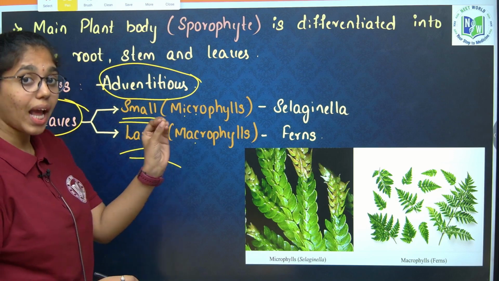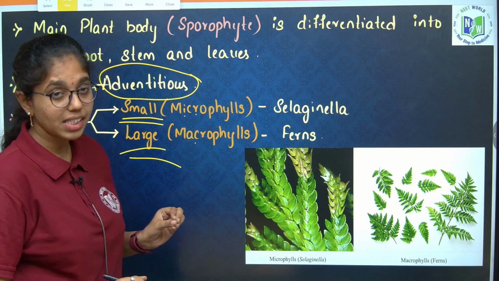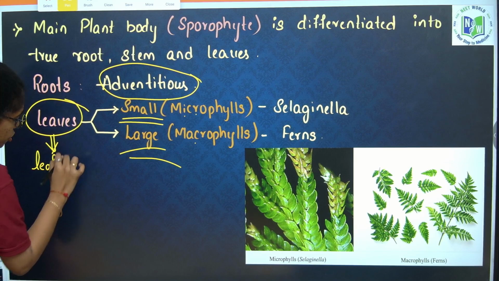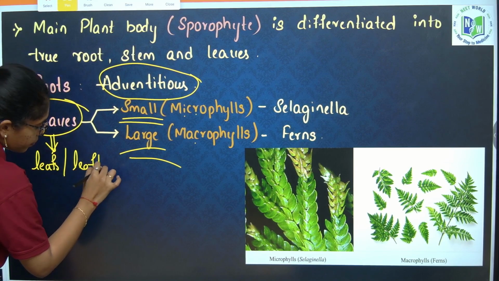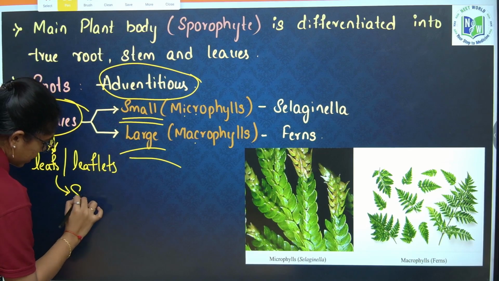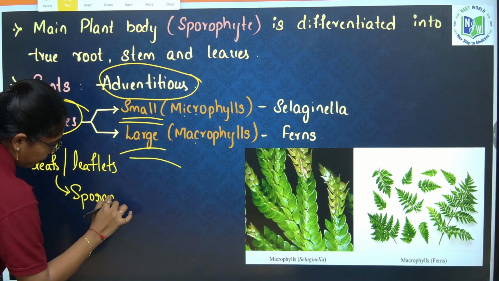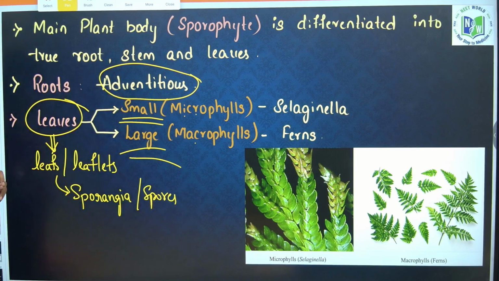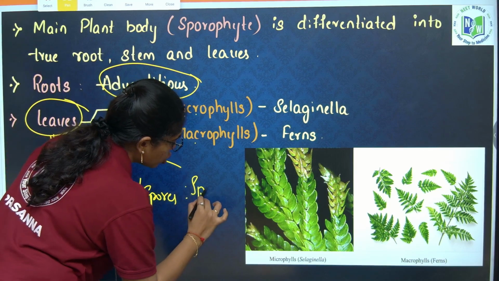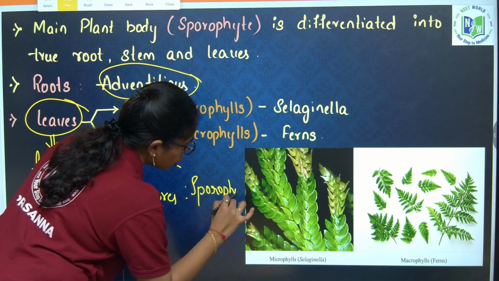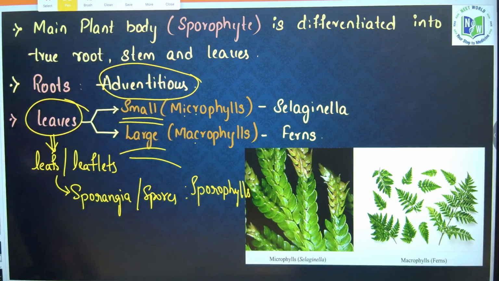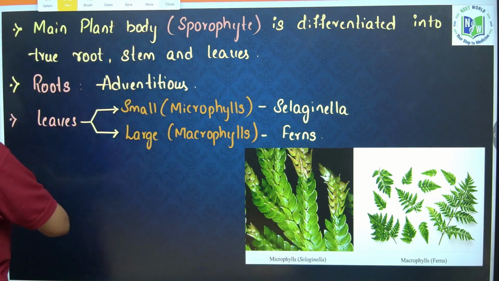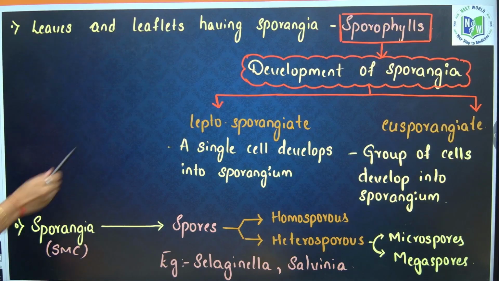The unique feature with respect to pteridophytes is that leaves or leaflets bear sporangia. They bear what? Sporangia or spores. As they bear sporangia and spores, they are said to be sporophylls. What do you call them? Sporophylls. Leaf structures are said to be sporophylls because they bear sporangia or spores.